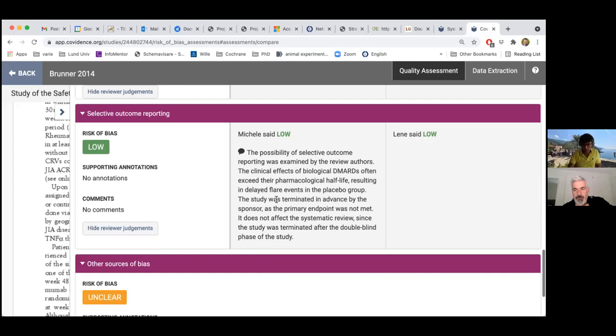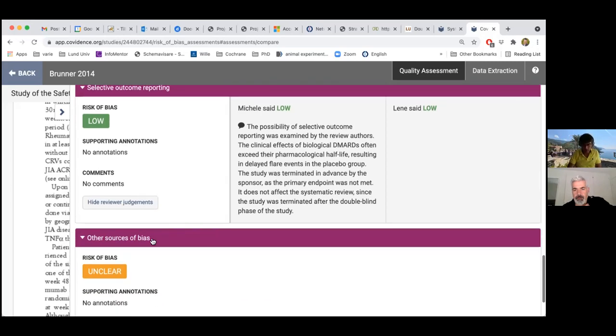I think it's worth mentioning this, but perhaps it might be moved to the last one, other sources of bias. However, it was you, Michele, right here? Yeah. So you wrote that the study was made after the double-blinded phase of the study, right? Because this review includes only when the children are still in the randomized part, right? Yeah, in this case that's the first 16 weeks. So it's fine to report it, but it's still kind of low risk of bias.